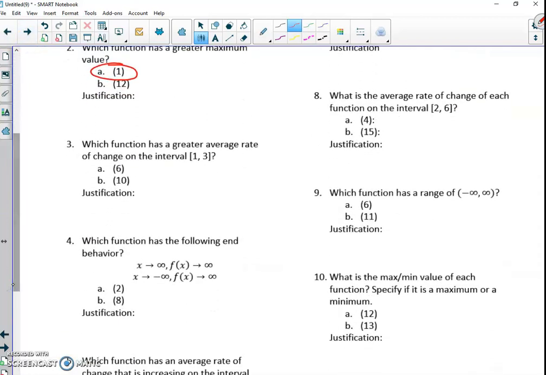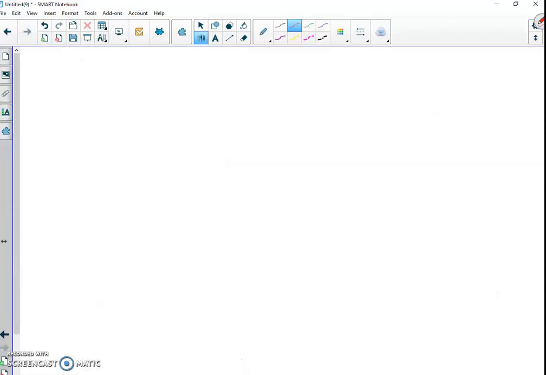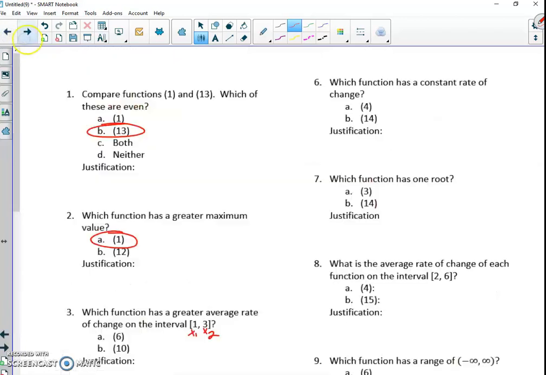Number 3 says, which function has a greater average rate of change from 1 to 3, 6 or 10? So 1 to 3, remember, those are your 2 x values. This is like x1 and x2. It gives you your x values. Sorry, guys. What was it? Function 6 and 10.